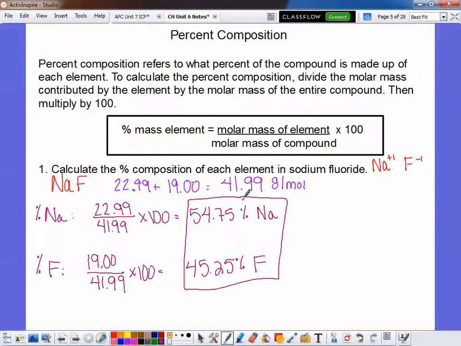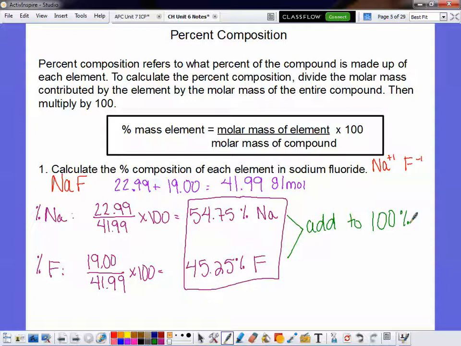We only have 2 answers for this problem because we only have 2 elements in the compound. Now, what do our 2 percentages add up to? They should add up to 100%. Now, some of you might be looking at this and you're like, wait, if I know it's going to add up to 100%, why did I have to do the second calculation? Why did I have to do the 19 over 41.99 times 100?